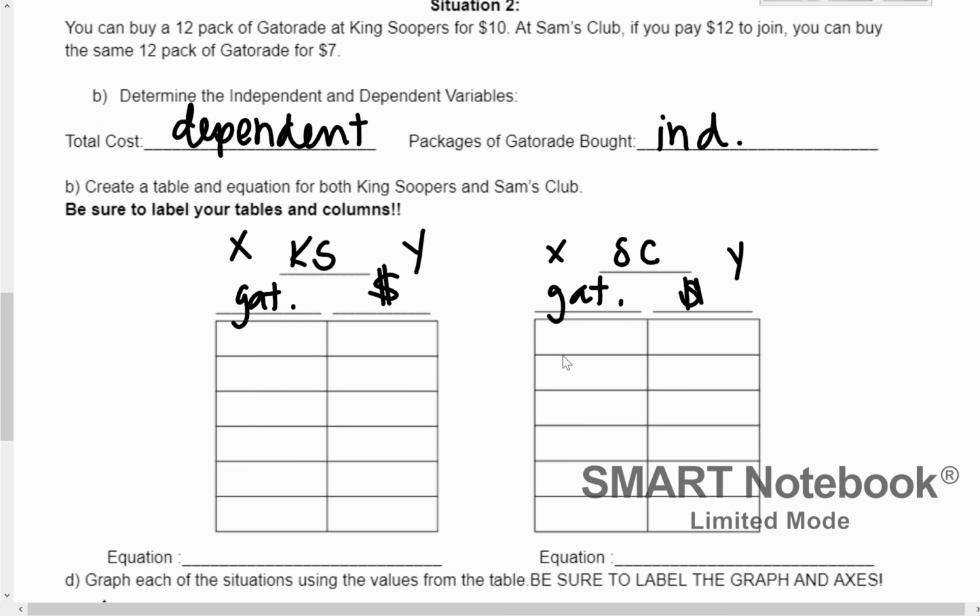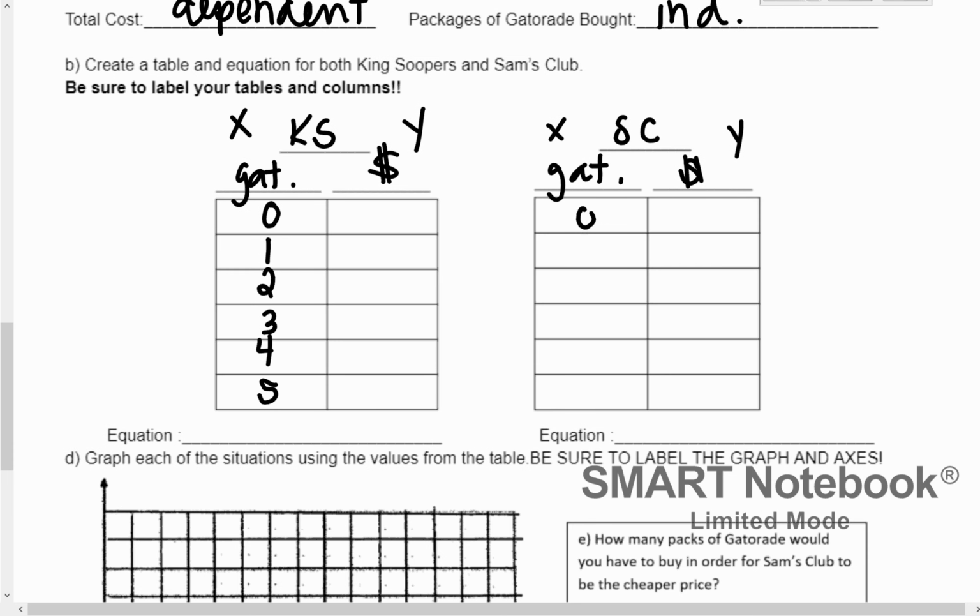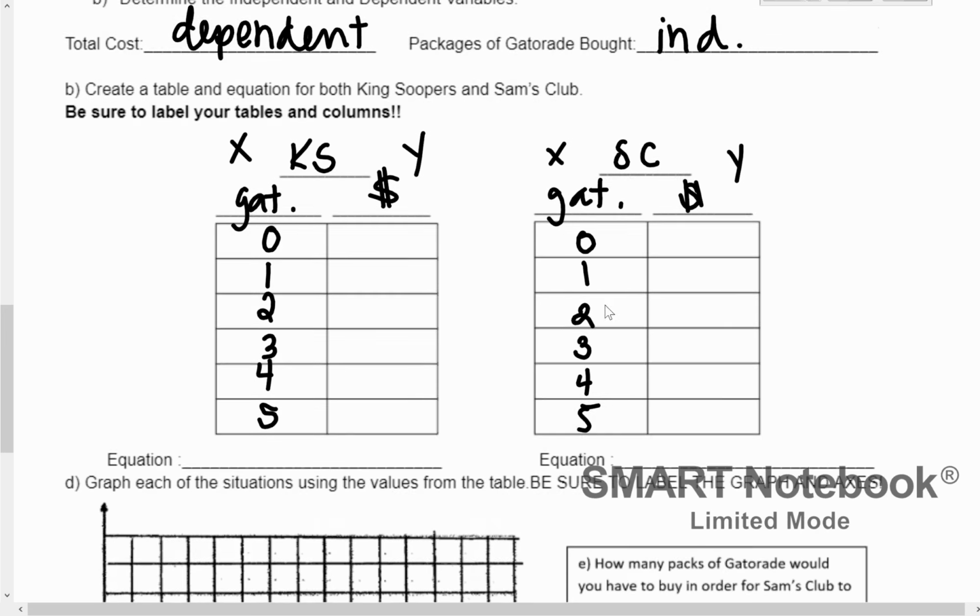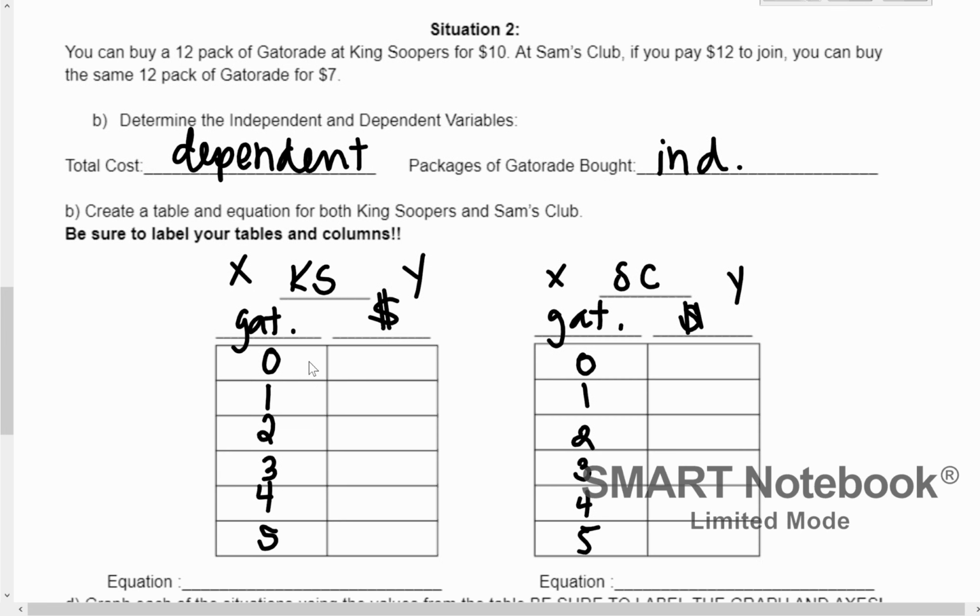We always start with 0, and these are 12 packs that we're talking about, but we don't need to know how many individual Gatorades. We're just talking about packs of Gatorades at this point for the 0, 1, 2, 3, 4. So if you buy at King Soopers 0 packs of Gatorade, you're going to spend $0. If you buy 1 pack of Gatorade, you're going to spend $10. If you buy 2, you're going to spend $20, and so on. You can see that pattern.